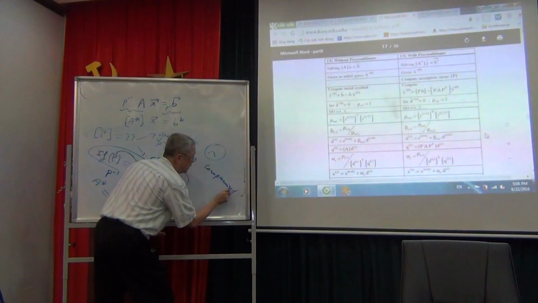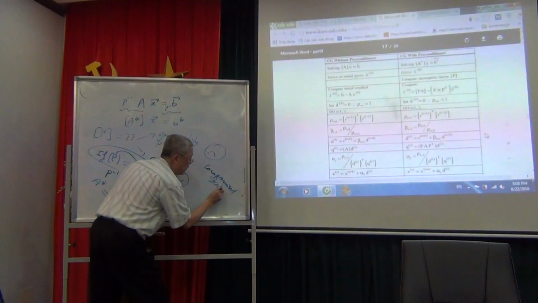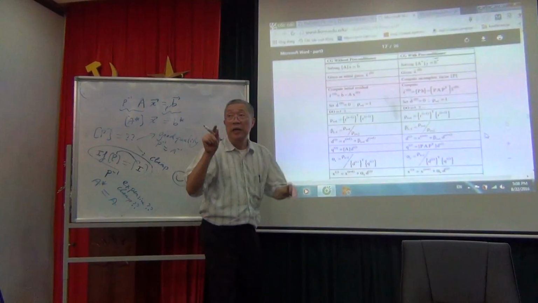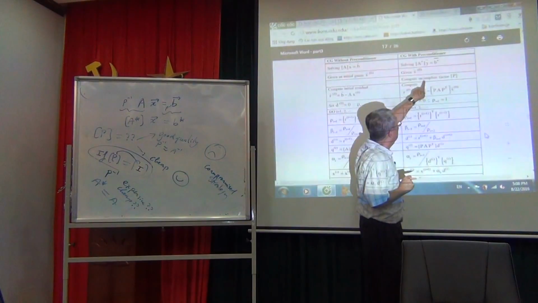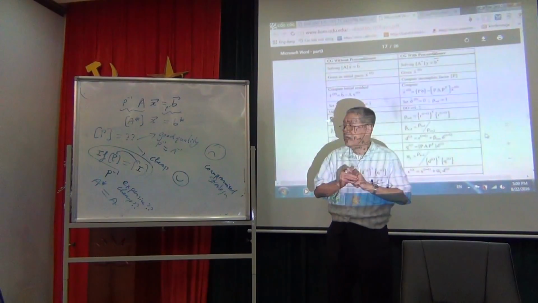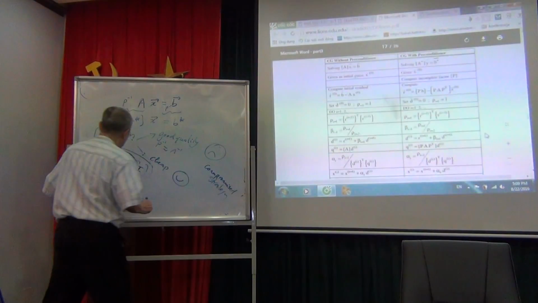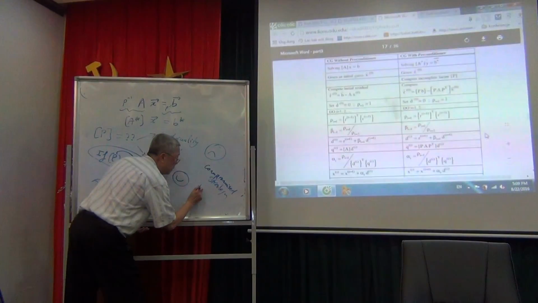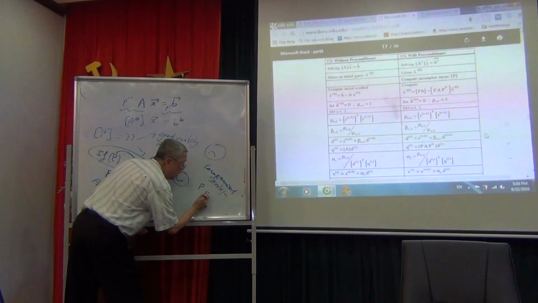Compromise strategy, which in the literature we call incomplete Cholesky factorization. Now what does that mean? What it means is, you say P equal to A.